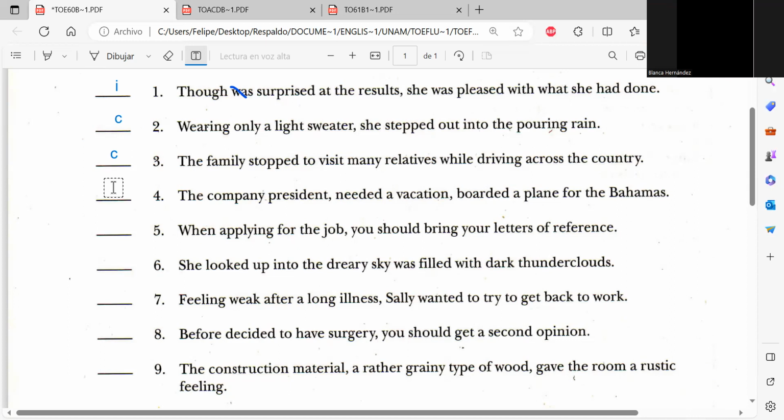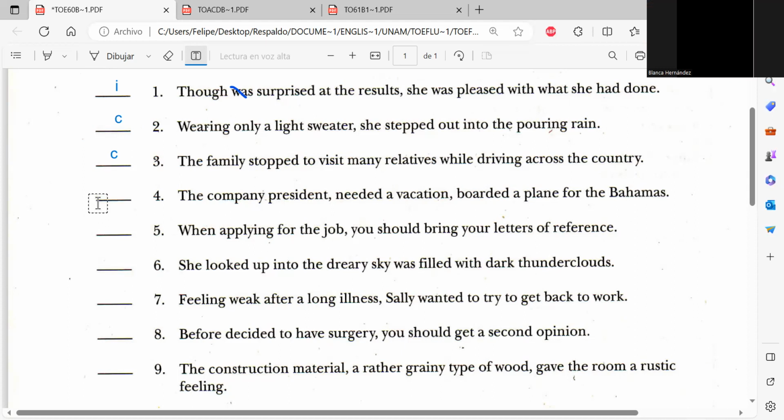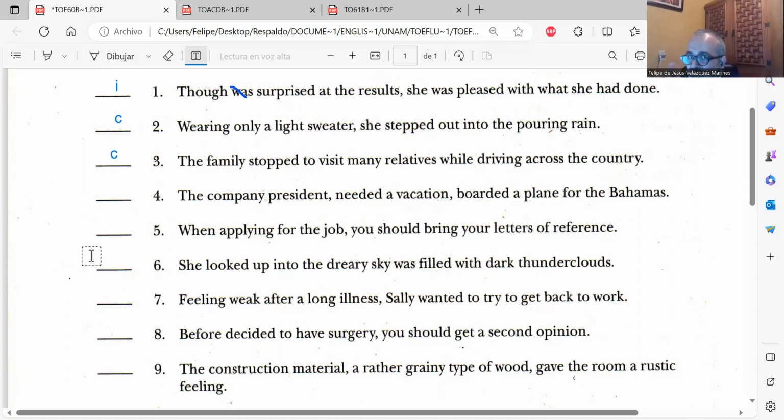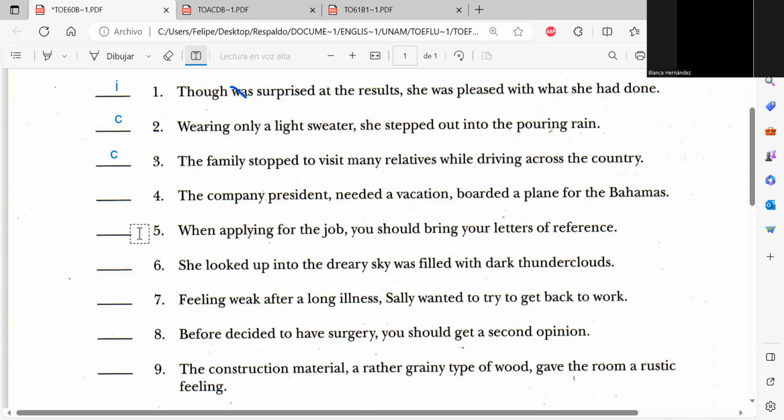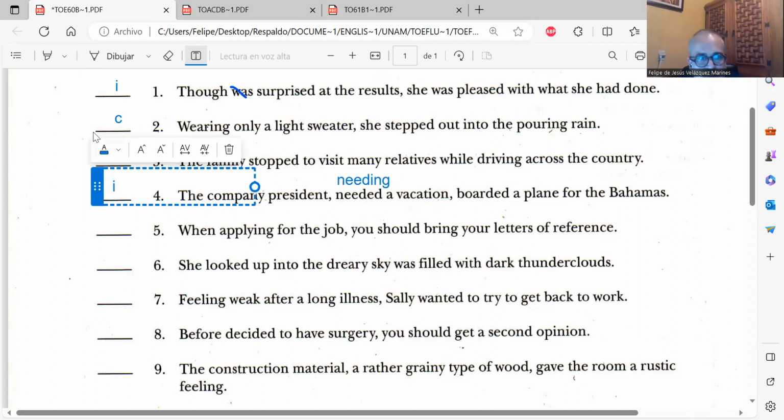I think it's correct. No, because he needed the vacation, no? So he did the action. Yes. So if he did the action, we have to use the action in ing. So yes, needing a vacation. So this is incorrect. We have to say needing. Okay. Next.